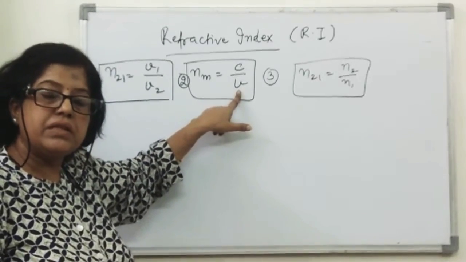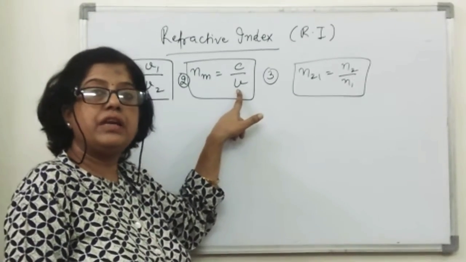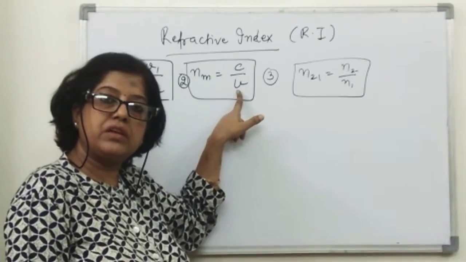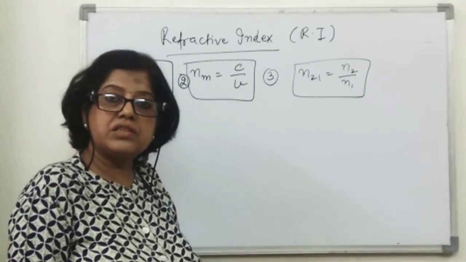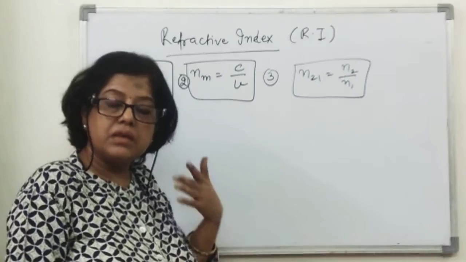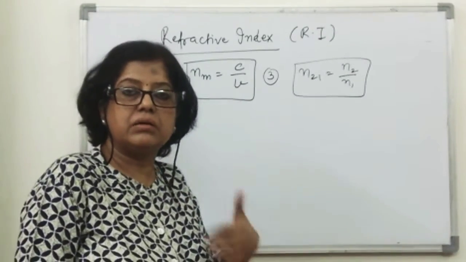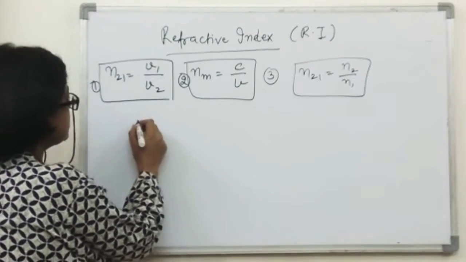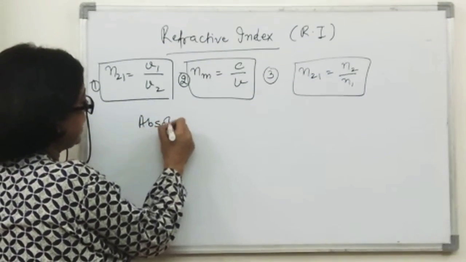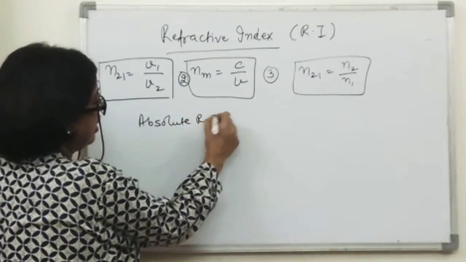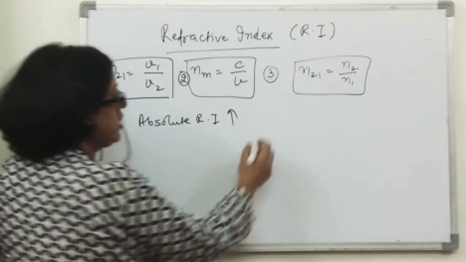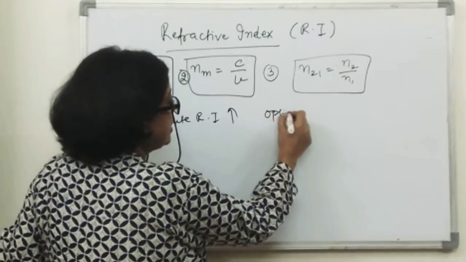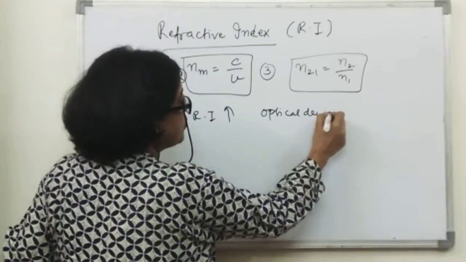That means the higher the value of the absolute refractive index of the medium, the lesser is the speed of light in the medium. That means it is optically denser. More is the optical density. The higher the value of absolute refractive index, the higher is the optical density of the medium.